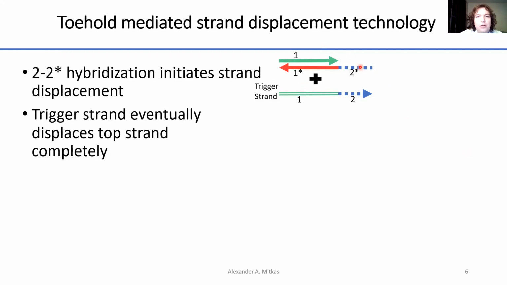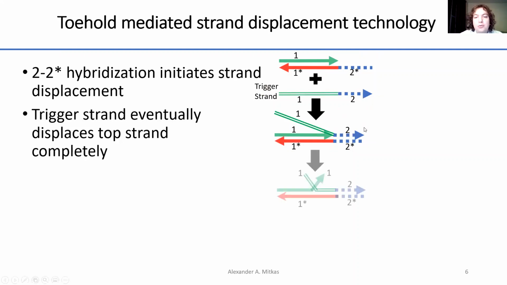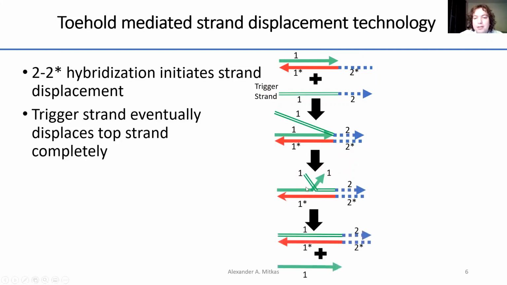So if you start with two nucleic acid strands initially hybridized in the 1, 1 star region, and then introduce this trigger strand to the mix, what you end up with is the trigger strand will initially hybridize in the 2, 2 star region, also known as a toehold region. Following that initial hybridization, it will begin to displace the top strand and eventually completely displace it, thus resulting in the trigger strand hybridized fully with the bottom strand and the top strand completely dissociated from its original hybridization region.